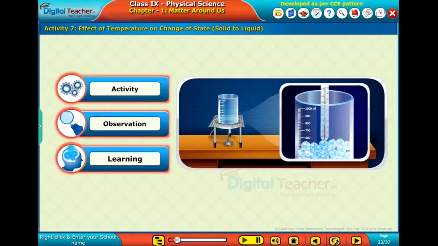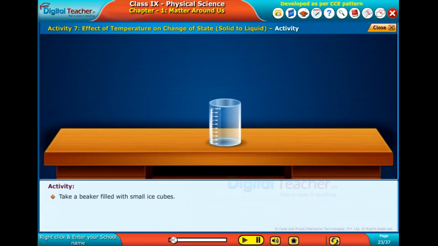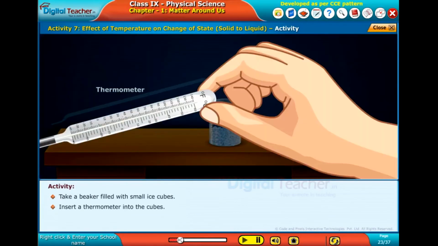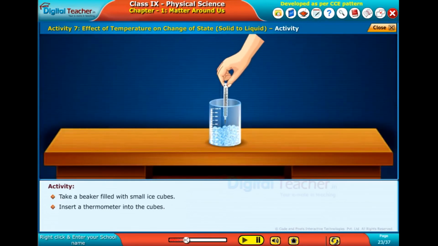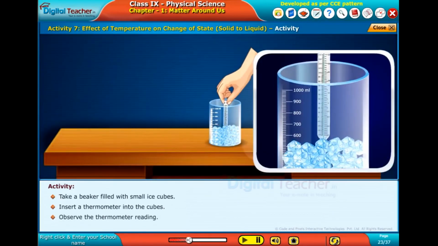Here, let us perform an activity to know the effect of temperature on change of state. Click each tab to know more. Take a beaker filled with small ice cubes. Insert a thermometer into the cubes. Observe the thermometer reading.